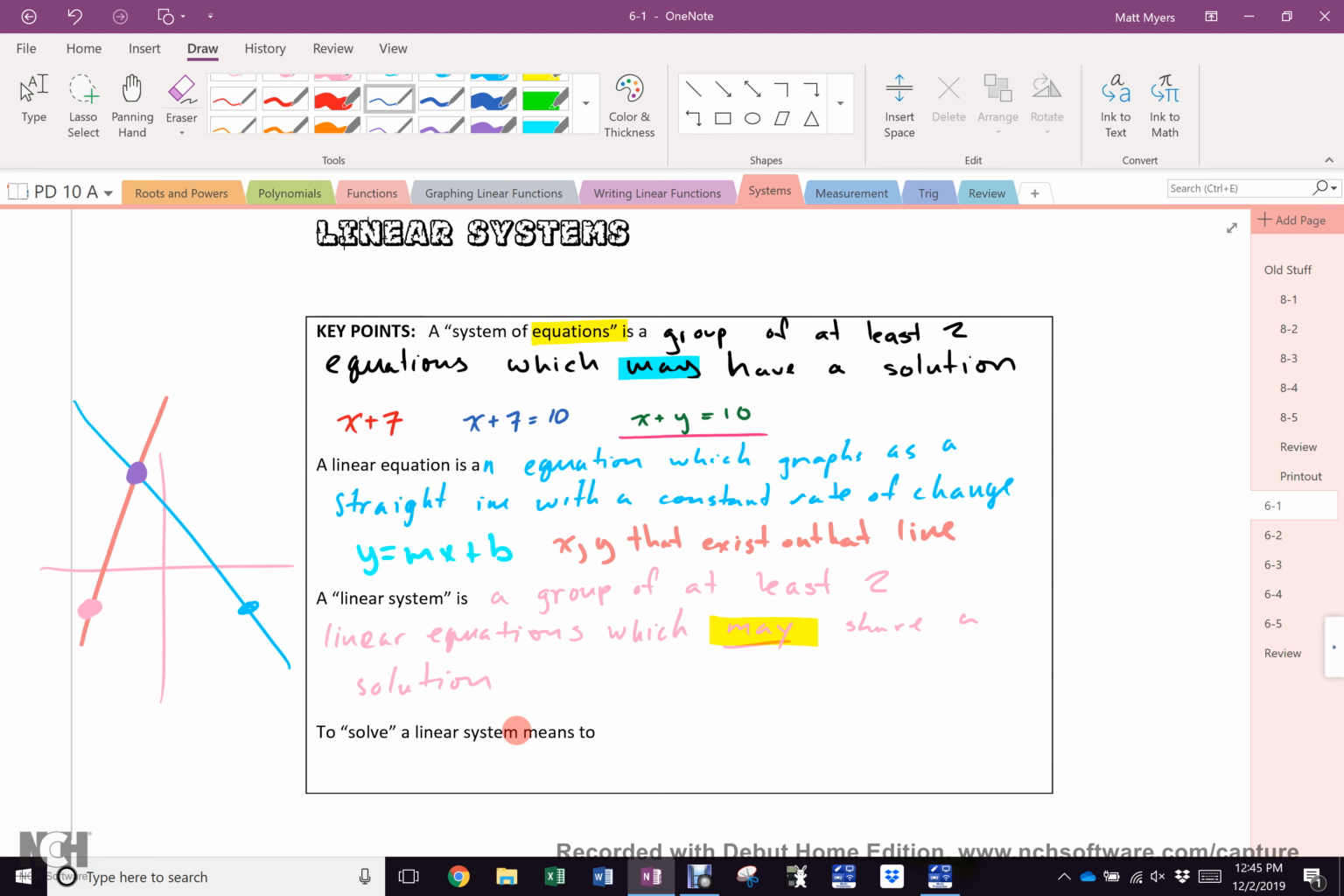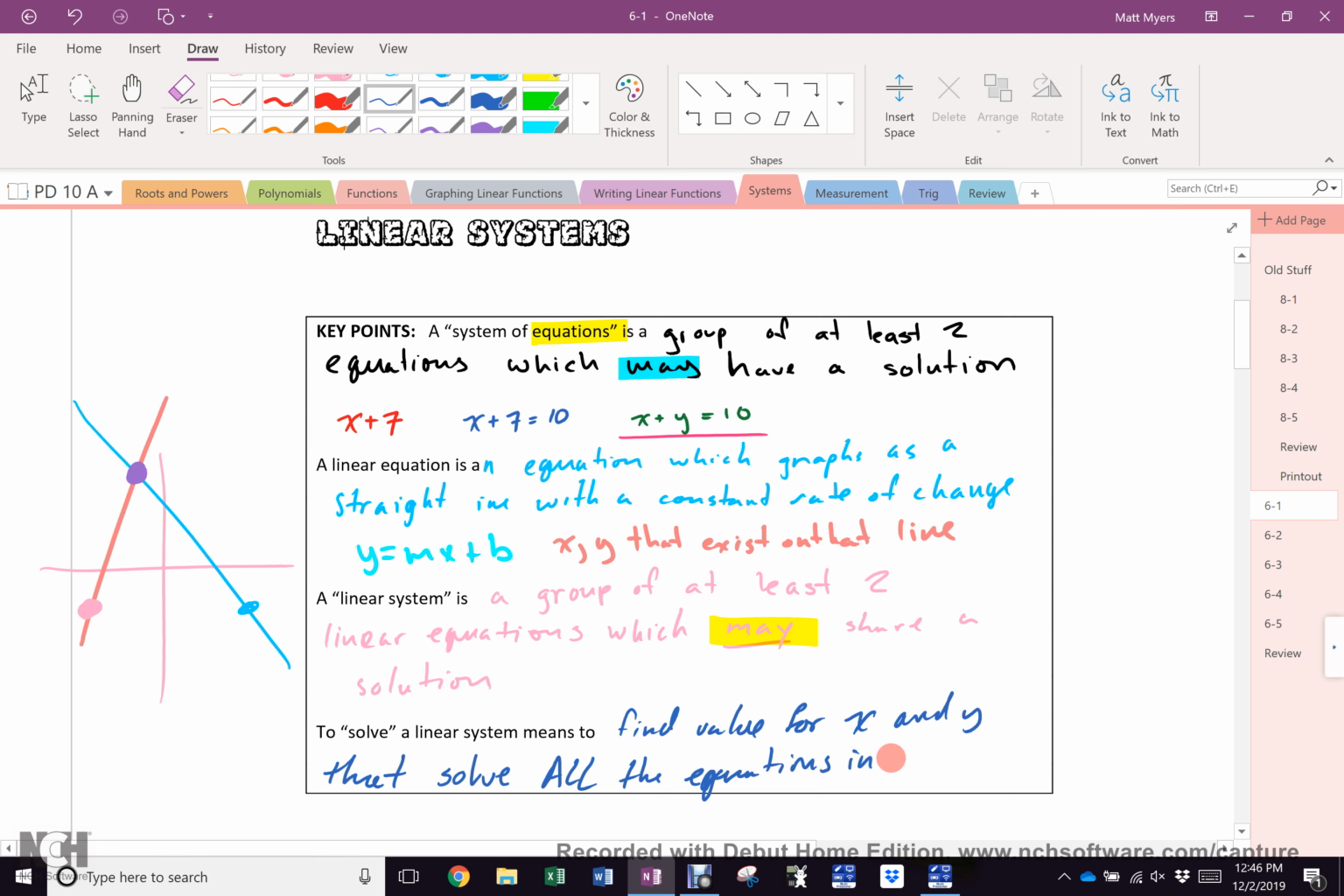but what is the point made of? Excellent. To find a value for x and y that do what? Yes, that solve both. That solve all the equations in the system.